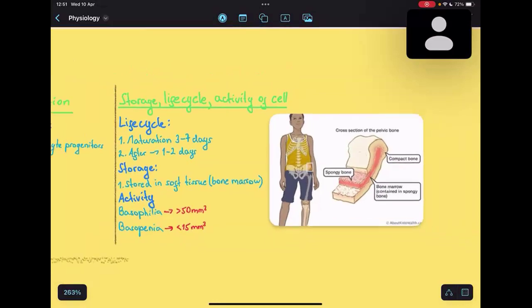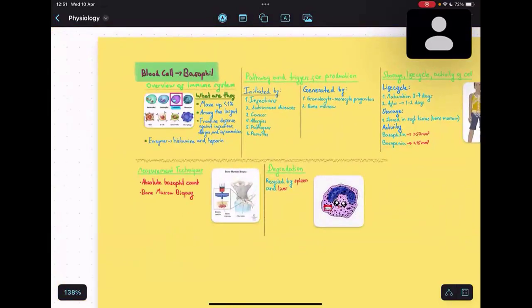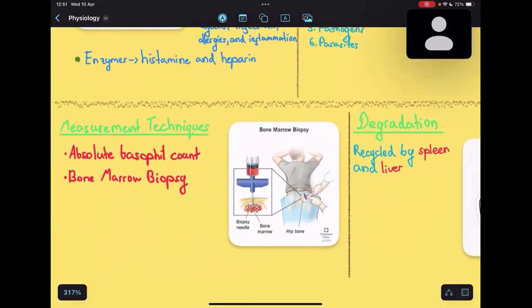And you can measure this in primarily 2 ways, either in absolute basophil count or bone marrow biopsy, and that's what the ABC stands for, absolute basophil count or absolute blood count. In this particular case, it's absolute basophil count.